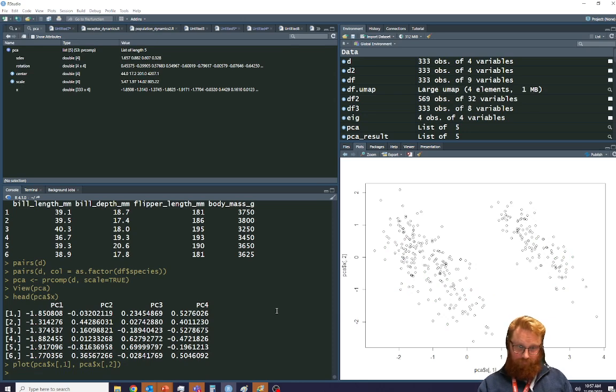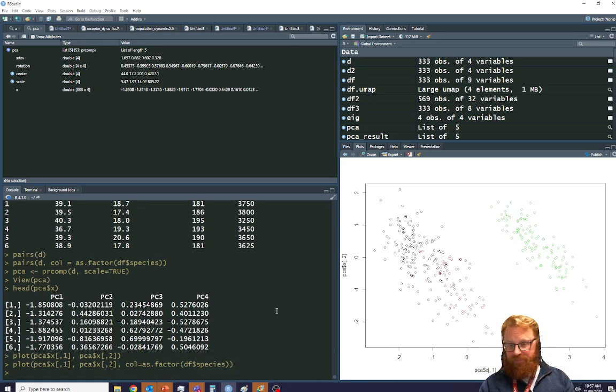Let's do our trick we did before, where we say the color is given by as factor of the data frame dollar species. And there we get our representation of our data.